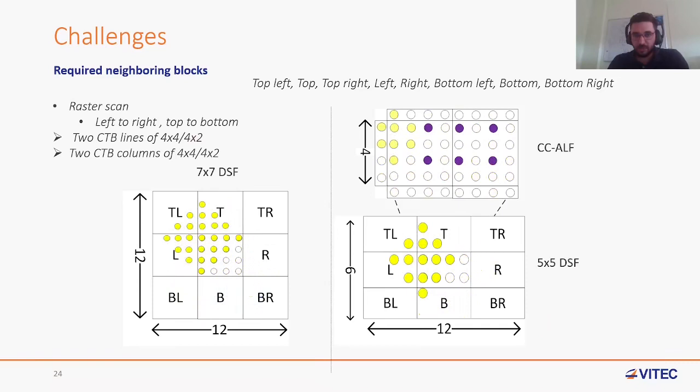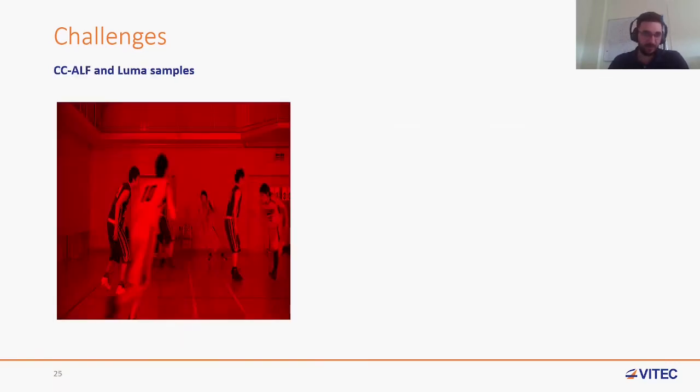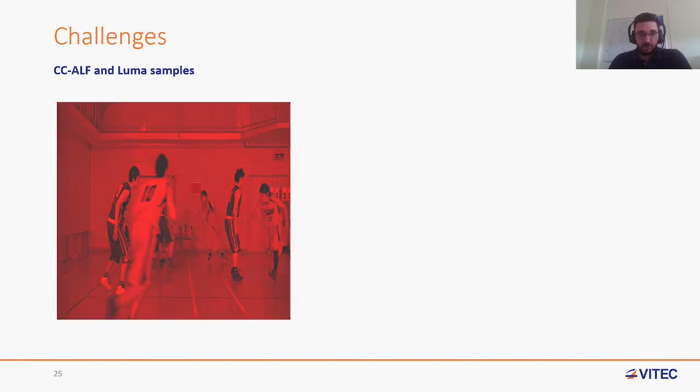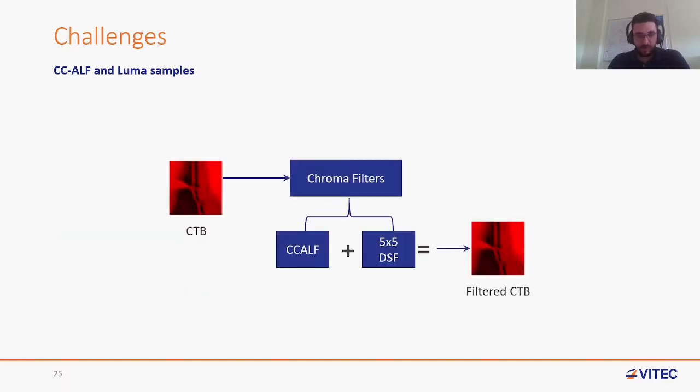For the cross-component adaptive loop filter, the challenge is different. As we can see in the figure, every chroma block actually requires 2 filters, the CCALF and the 5x5 diamond shape filter. In order to finish filtering one CTB block, the resulting filtered CTB is actually the sum of the 2 filters, the cross-component ALF and the 5x5 diamond shape filter, as we can see in the slide.